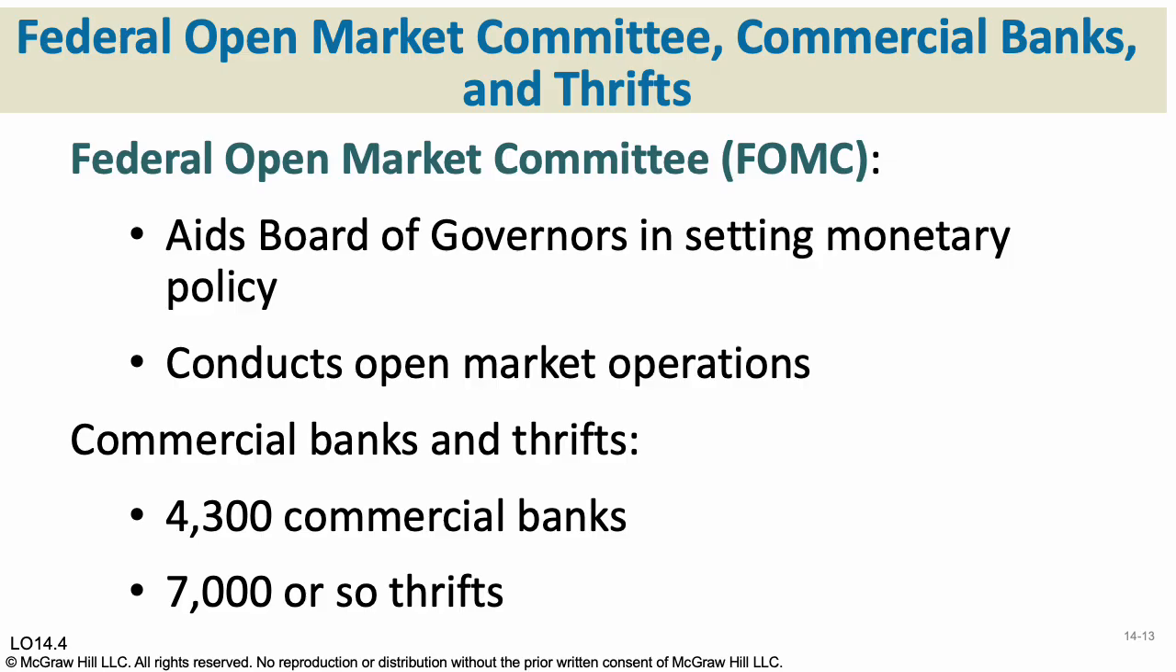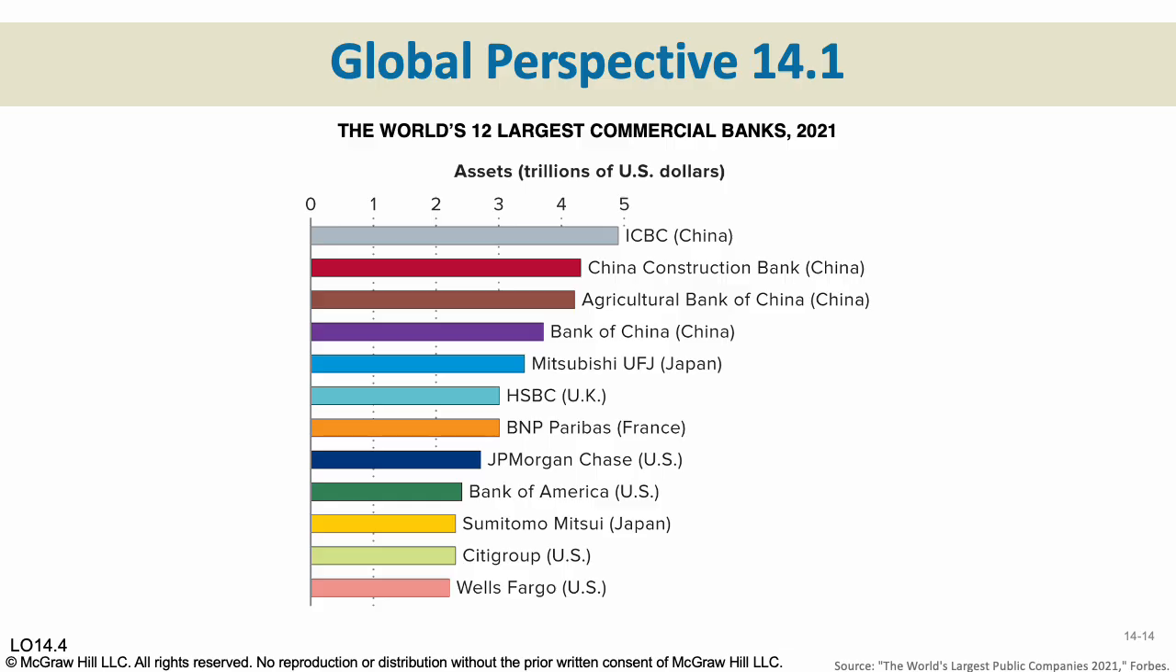There are approximately 4,300 different commercial bank companies in the United States and about 7,000 or so thrifts, including things like credit unions. And here are just some of the largest banks in the world. The top 4 currently are in China, then Mitsubishi in Japan, HSBC in Britain, BNP Paribas in France, and the largest bank in the US currently is JP Morgan Chase, closely followed by Bank of America. And this is as of 2021. These numbers have since gone up a bit.